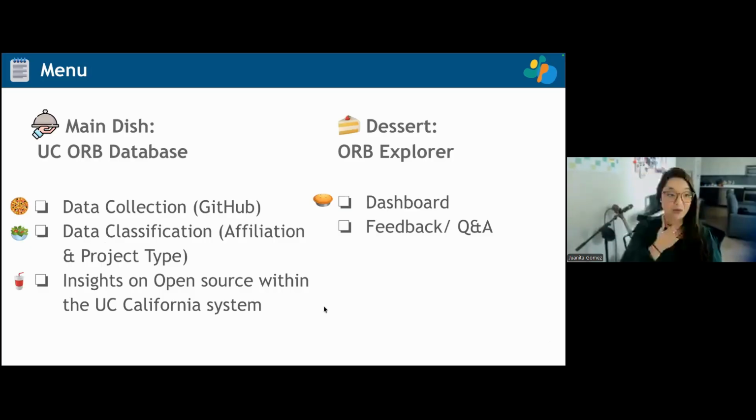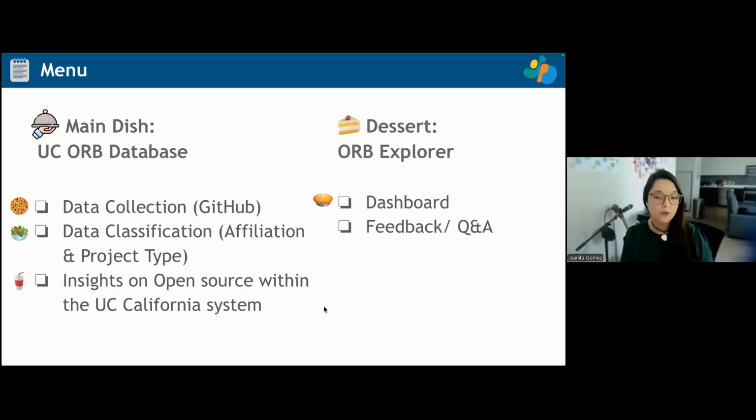So what's on the menu for today? This is the recipe. The main dish is talking about the repository browser database. I'm going to go through how I collected the data in GitHub, the classification, so basically determining whether some of these repositories are actually affiliated with the universities, and project type affiliation. What type of repositories do I find within the academic institutions? And then some insights on open source activity within the UC California system.